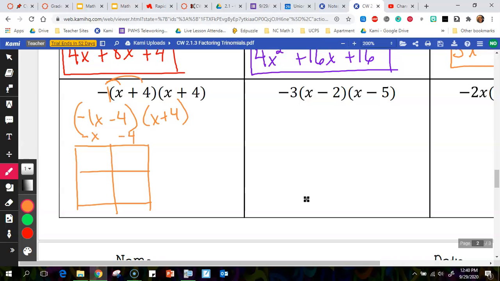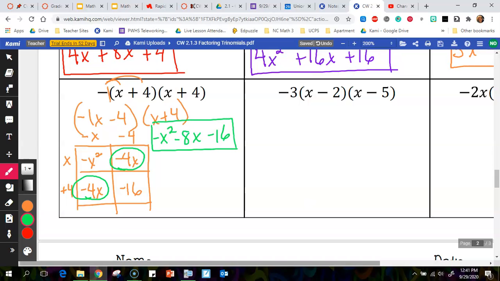-x minus 4x plus 4. That's going to be -x squared, -4x, -4x again, and that's going to be -16. This and this are like terms. So my answer is -x squared minus 8x minus 16.